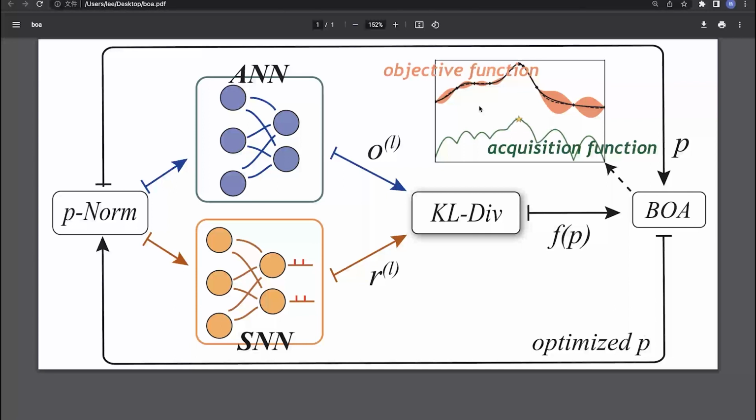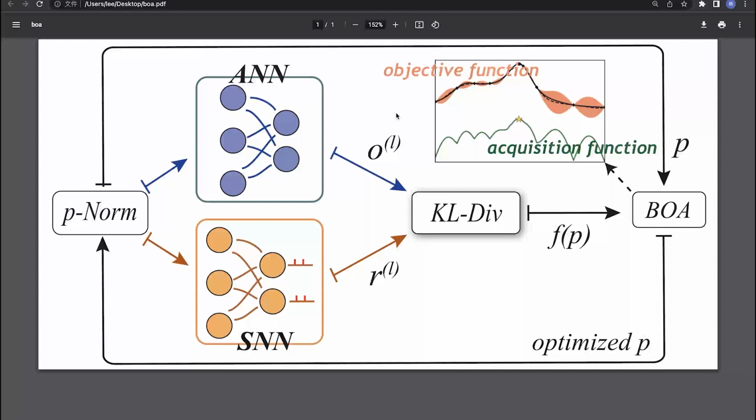We use a Bayesian optimization method for this hyperparameter. Specifically, we minimize the KL divergence of ANN and SNN outputs on a portion of training data to search for the optimal p-value. The Bayesian hyperparameter optimization method can avoid empirical settings and find the optimal value efficiently.